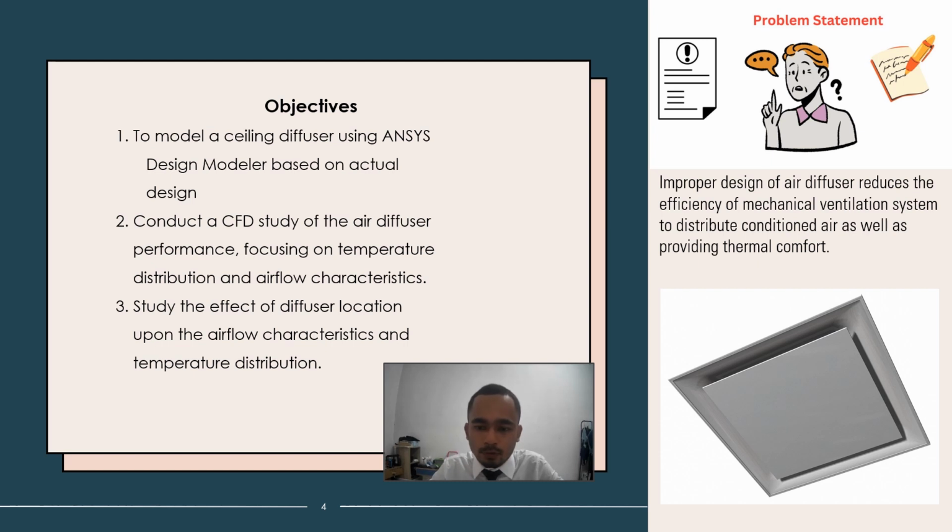Okay, next we will proceed to problem statement. Improper design of an air diffuser reduces the efficiency of a mechanical ventilation system to distribute conditioned air as well as providing thermal comfort. So how do we evaluate the performance of an air diffuser that we design? One of the best ways is by using CFD method, and CFD stands for computational fluid dynamics, and it requires the application of a CFD software. And for my case, I will be using ANSYS software.